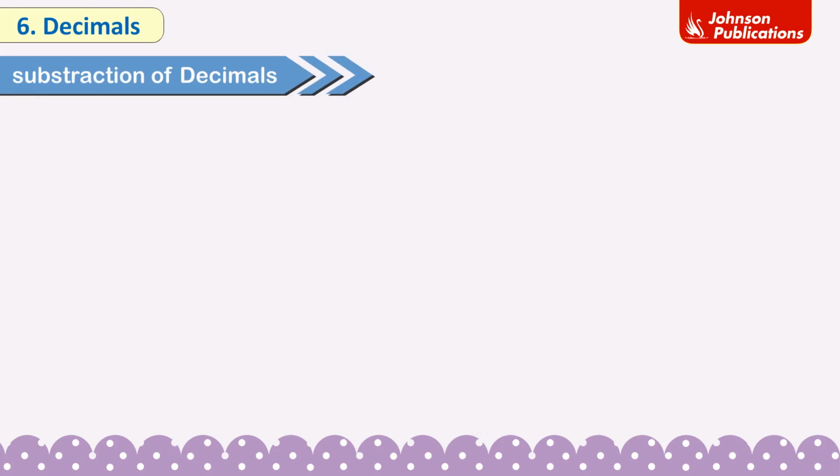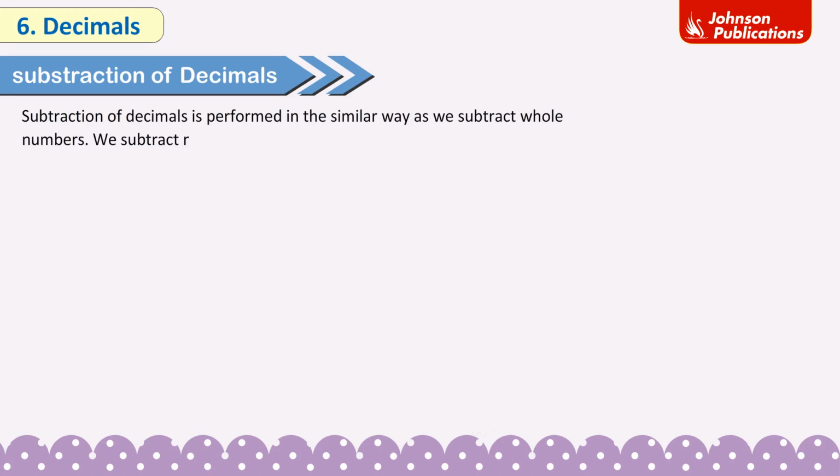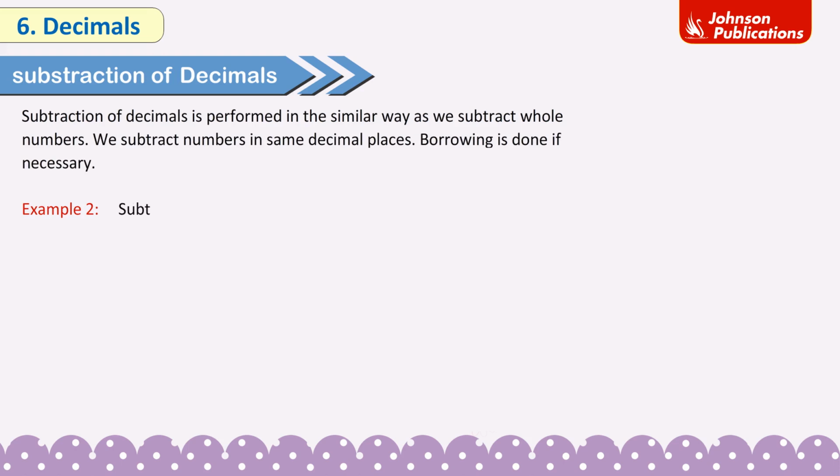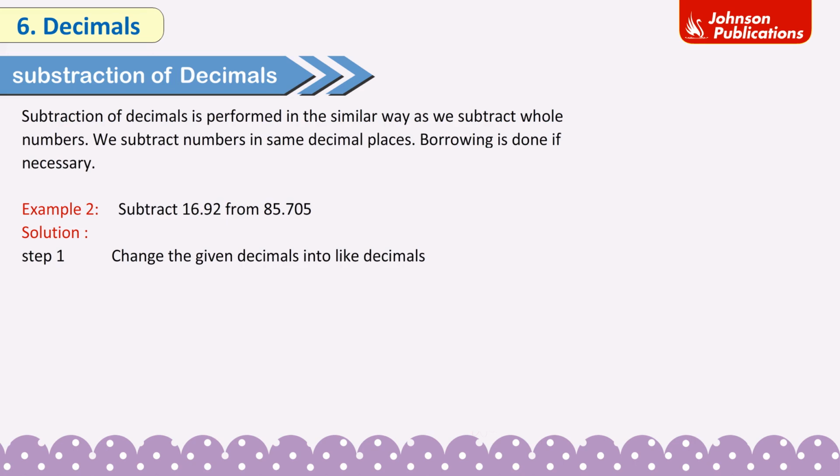Subtraction of decimals. Subtraction of decimals is performed in the similar way as we subtract whole numbers. We subtract number in same decimal places. Borrowing is done if necessary. Example 2. Subtract 16.92 from 85.705. Solution. Step 1. Change the given decimals into like decimals. 16.92 becomes 16.920. 85.705 becomes 85.705.